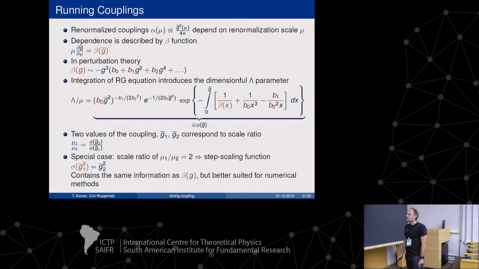And a special case for us is a scale ratio of 2. So you choose couplings such that the scales are different by a factor of 2. Then the value that the second coupling has is called the step scaling function. And the step scaling function, if you know it for all the arguments, contains the same information as the beta function, but is a bit more suited for numerical methods.